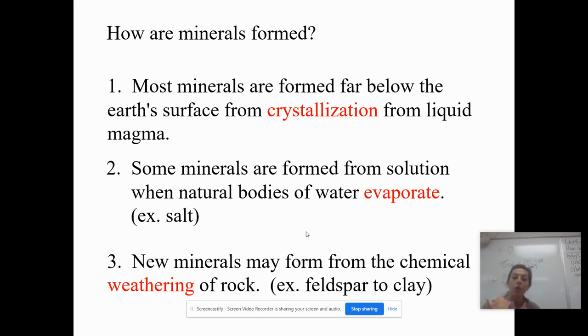And new minerals may form from the chemical weathering of rock. And we're talking about chemical weathering, not physical weathering. An example of chemical weathering is acid rain. Sometimes there are areas where acid is present in the rain.